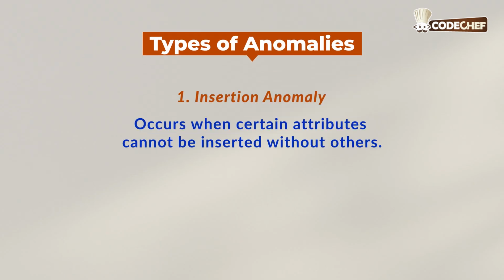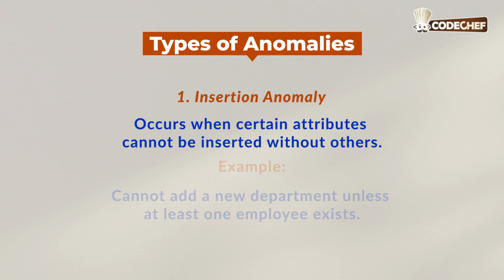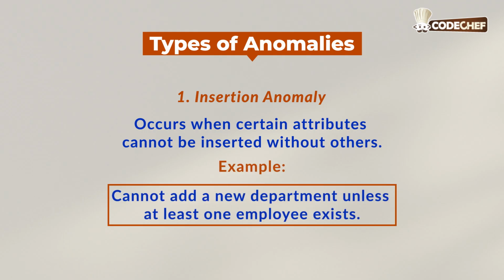So first is insertion anomaly. It occurs when certain attributes cannot be inserted without others. For example, we cannot add a new department unless at least one employee exists. So when the insertion of one attribute depends on another, it creates insertion anomaly. As we can see in the example, we want to create a new department, but we cannot do that unless one employee exists in that department.